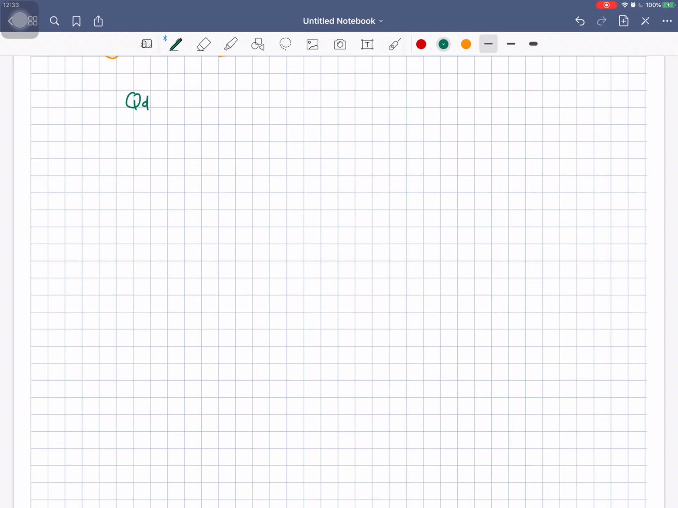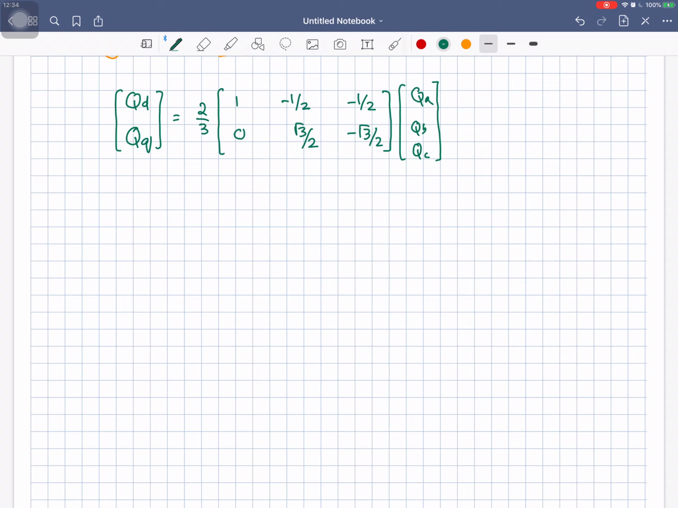So QD and QQ can now be written as 2 by 3 times the matrix [1, minus 1 by 2, minus 1 by 2; 0, root 3 by 2, minus root 3 by 2] into QA, QB and QC. These are the instantaneous values. Why have I added this 2 by 3? So that the magnitude of phase A and the D component remains the same.